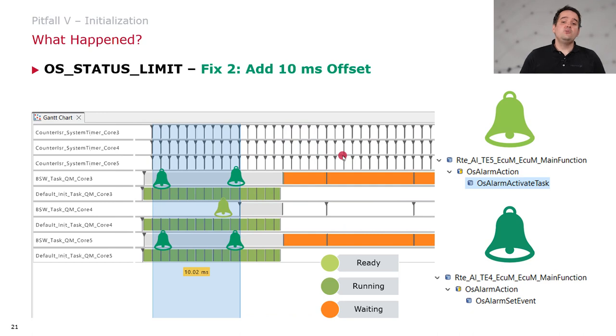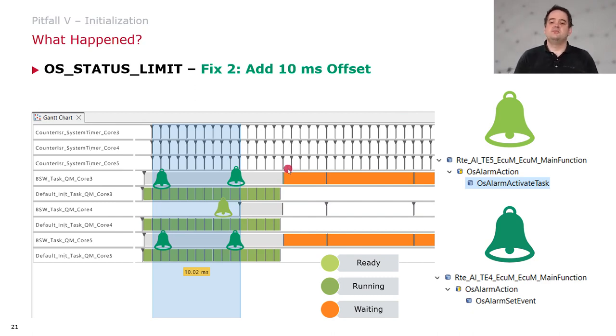Let's find another fix. We can add a 10 millisecond initial offset. So what will happen in here is the first expiry of the alarm is shifted by 10 milliseconds. Again, you see this in here. The first instance on core 4 is now expiring in here, and from there on we have 10 milliseconds time before the next alarm is expiring. So the ECUM main function, the task itself, should be called in between. Also here you see all the 3 cores are running back up again, so we've resolved the error hook by not touching its implementation.